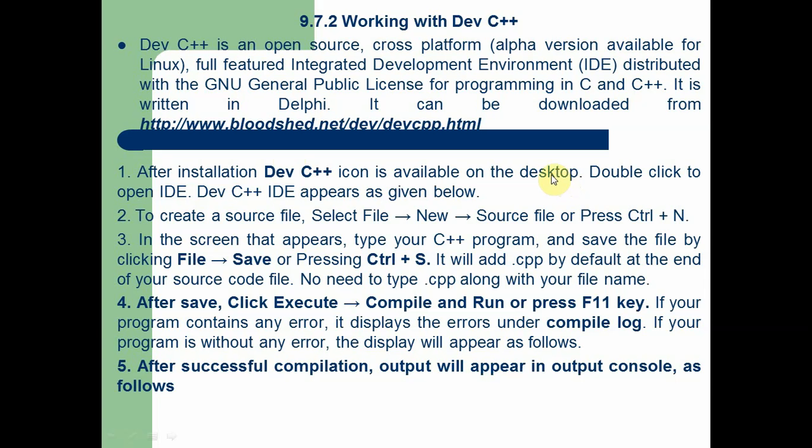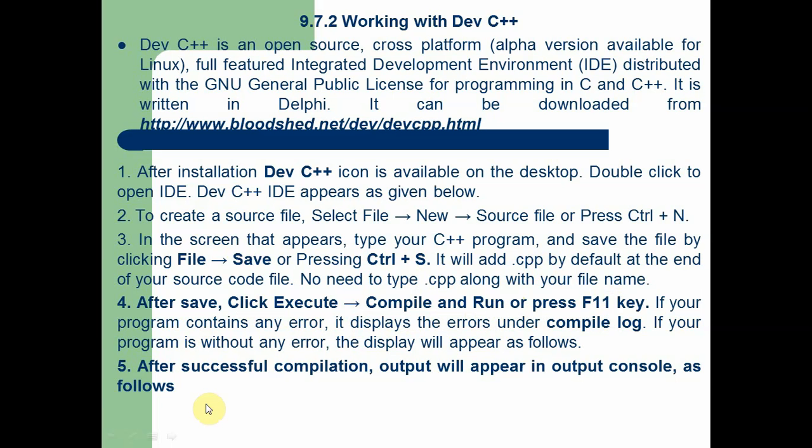When the Dev C++ icon is available on the desktop after installation, double click to open it. To create a source file, select File New or press Ctrl plus N, and in the screen that appears, type your C++ program. Save the file by using File Save or pressing Ctrl plus S, and save the file with .cpp. After saving, go to the Execute menu and choose Compile and Run, or press the F11 key. This is the shortcut key for compile and run.